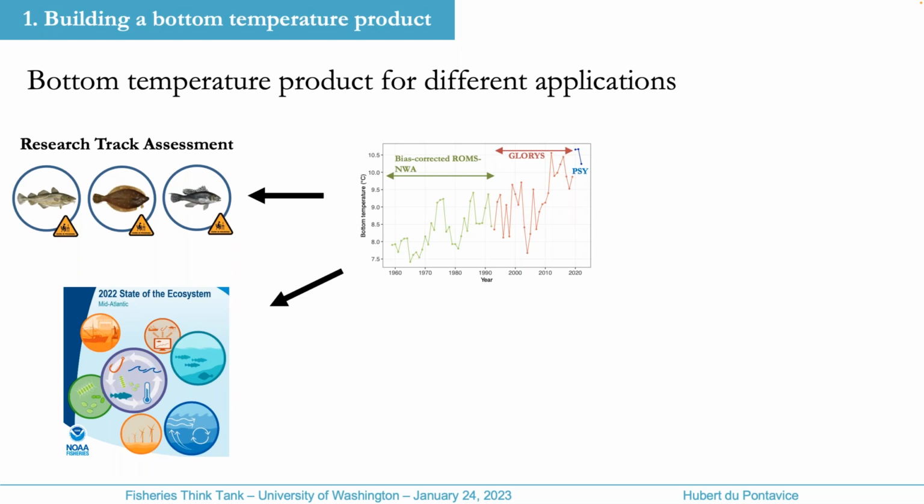In the Northeast, research track assessment is a process by which the existing stock assessment is evaluated and/or improved with new data sets and new methods. We also presented the bottom temperature interannual and seasonal anomalies in the state of the ecosystem reports for the Northeast US shelf. These reports are part of a larger integrated ecosystem assessment approach, and they are developed annually to provide the current status of the Northeast shelf for the New England and Mid-Atlantic Fisheries Management Councils.